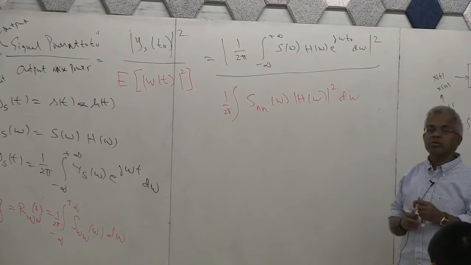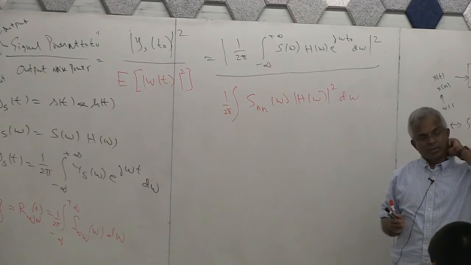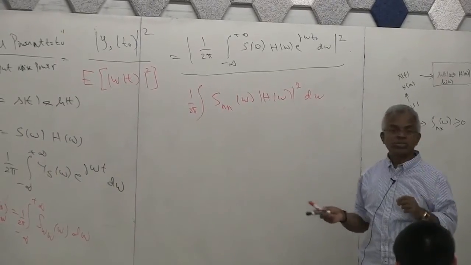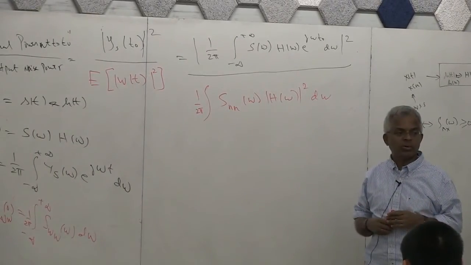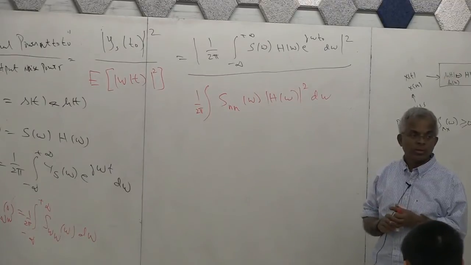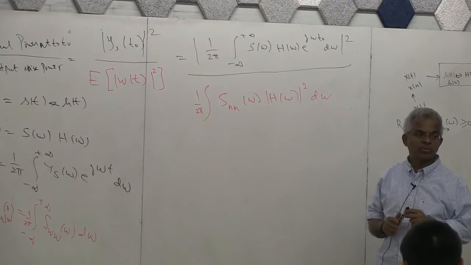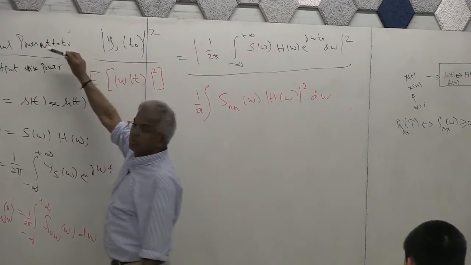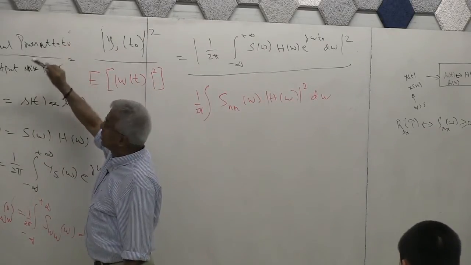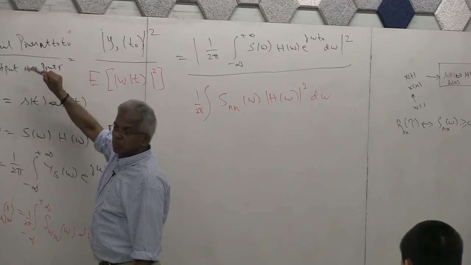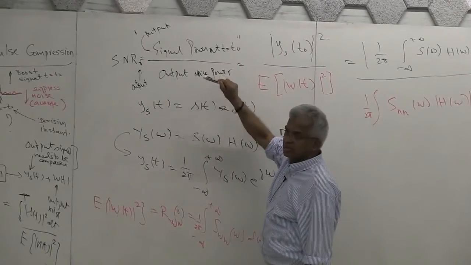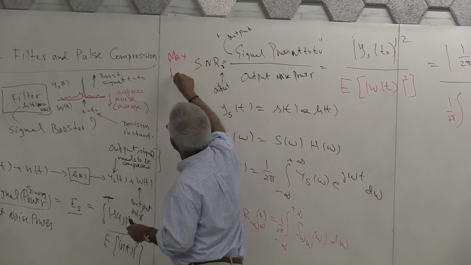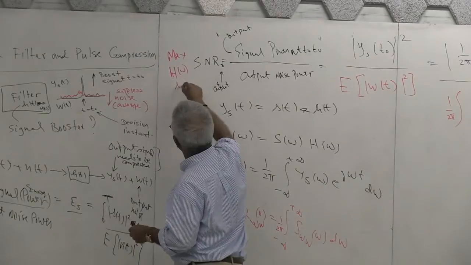What is unknown here? H(omega). So what do you want to do to this expression, minimize it or maximize it? Why maximize? Because you want to boost the signal. So by maximizing it, you are boosting the signal, and at the same time, hopefully, you are also minimizing the noise. So maximize it over the unknown, which is h(t) or H(omega). Either way.